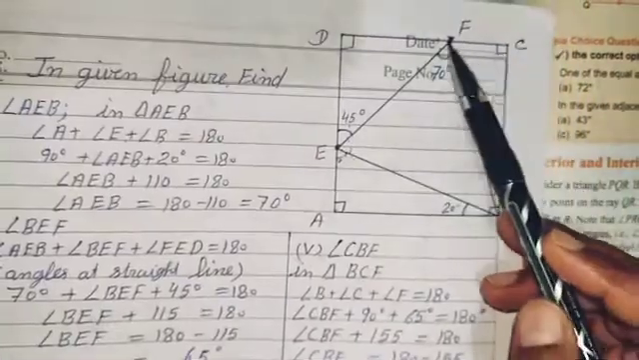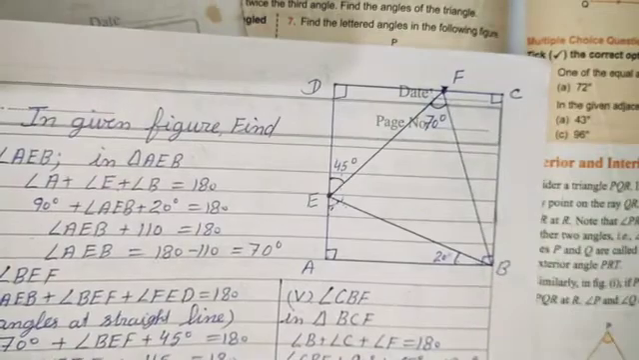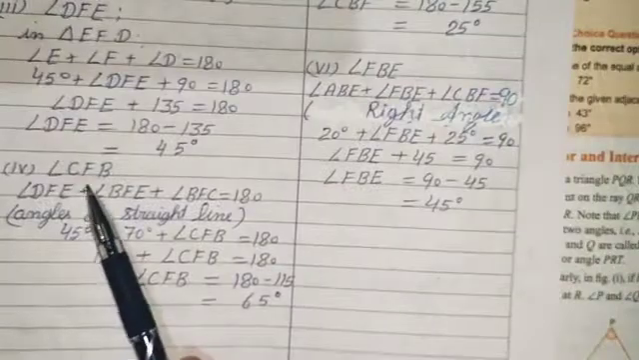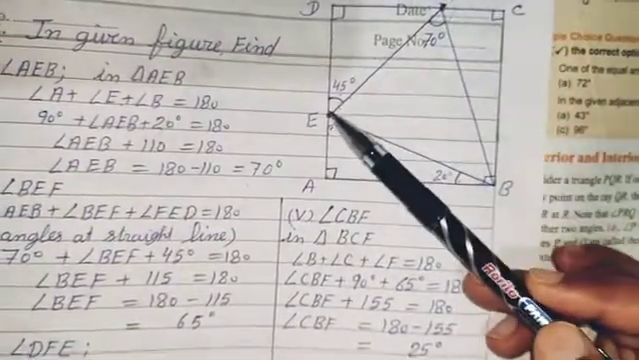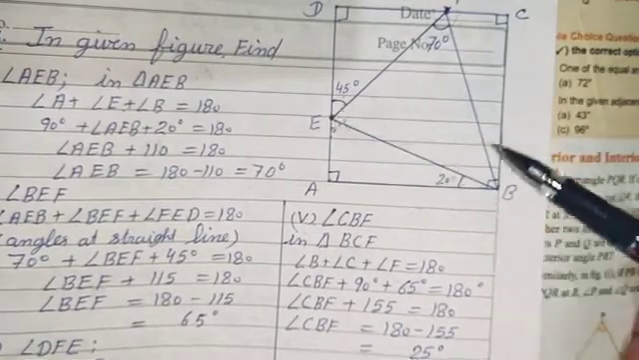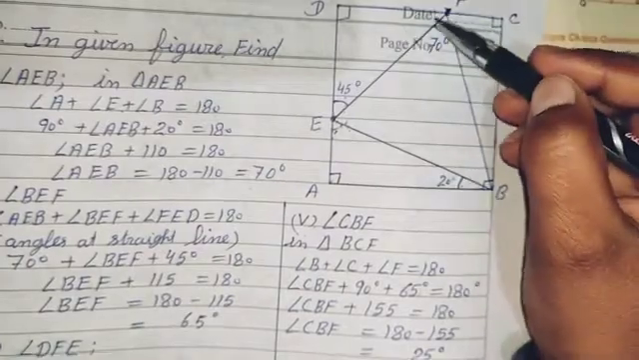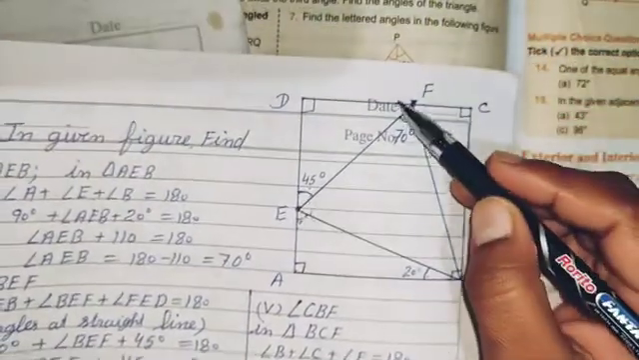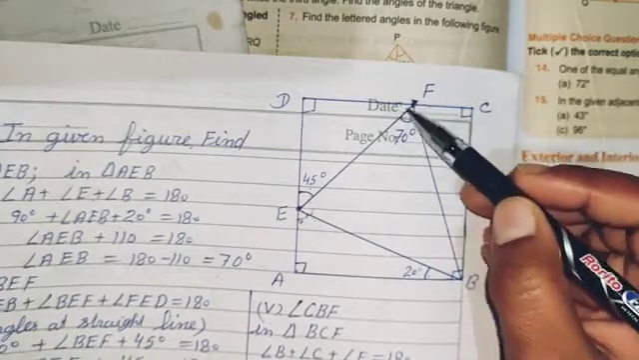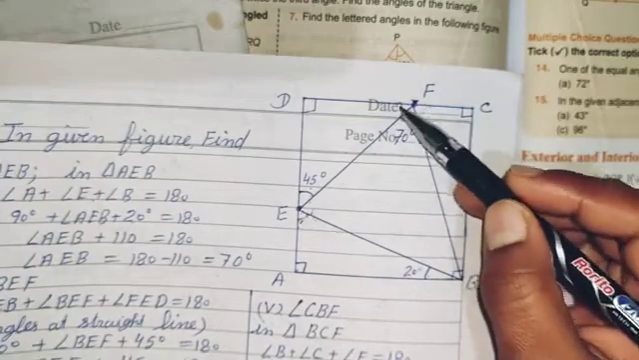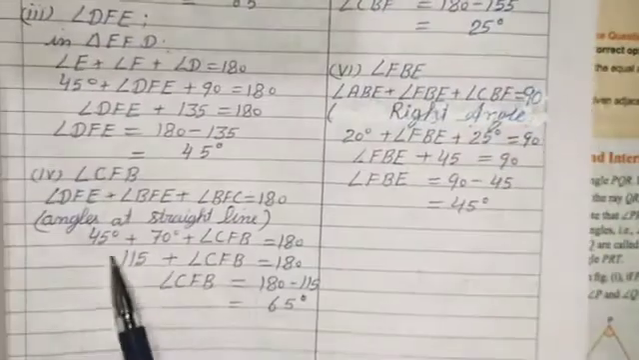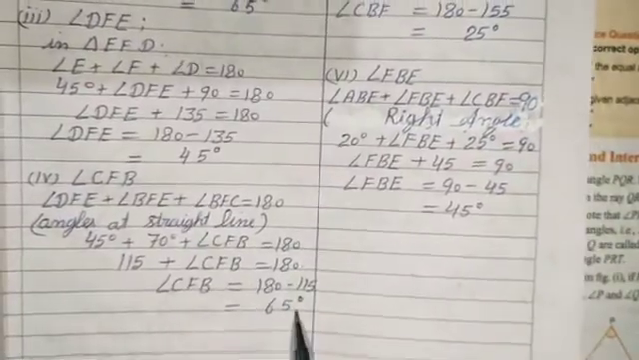Now CFB. This angle we have to find. For CFB, angle DFE plus angle BFE plus angle BFC. We have taken these three angles: this one, this angle, and this angle. We have added all the three angles equal to 180 because these angles are formed on a straight line. We know the value of this angle, we can find the value of angle BFC. So we have put it equal to 180, so angle CFB equals 65 degrees.